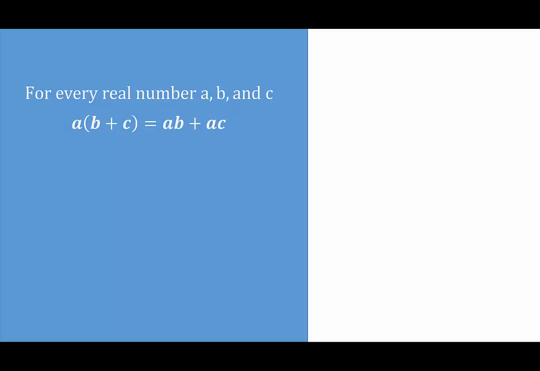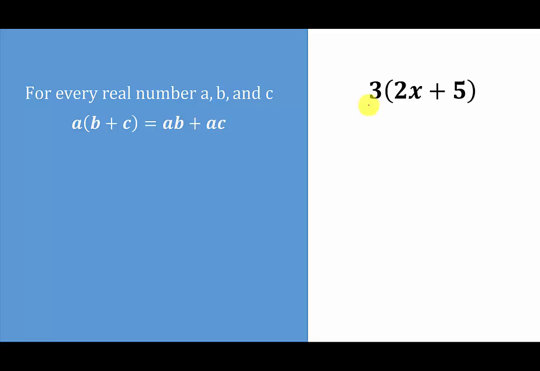The distributive property says that for every real number a, b, and c, a times the quantity b plus c equals a times b plus a times c. What does this look like in practice?